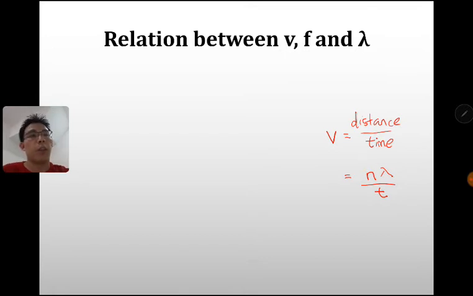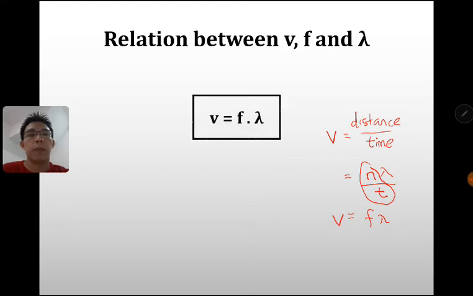and divide by time taken. So an extension from this equation is that now we can see that n divided by t is actually the number of wavelengths per unit time, number of waves per unit time. That's actually the definition of frequency: number of waves or oscillations per unit time. So therefore the equation becomes v equals f lambda, and that's the equation that we are going to talk about today. So v equals f lambda is actually derived from distance per unit time.